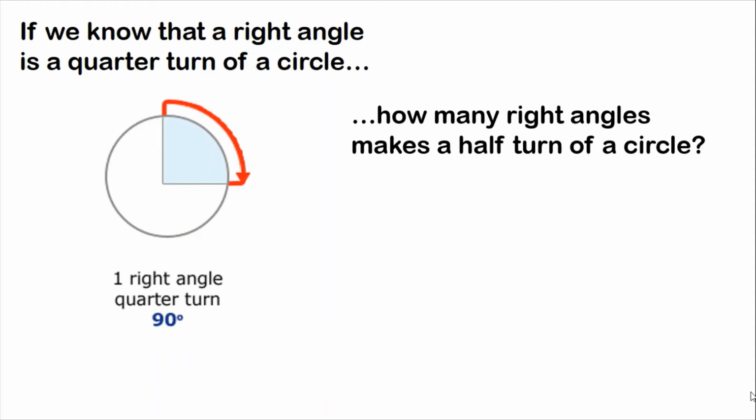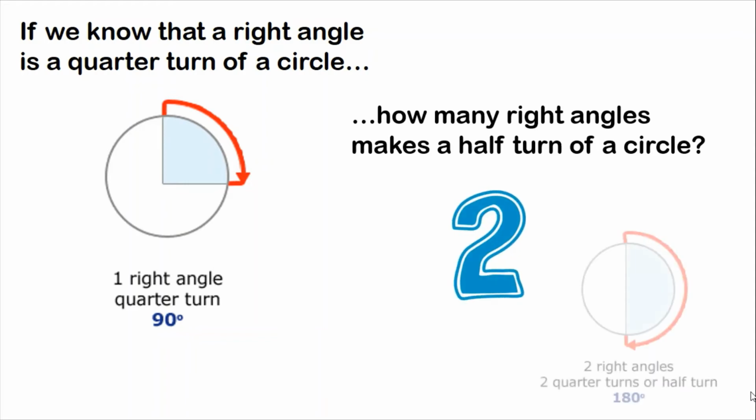5, 4, 3, 2, 1. And the answer is 2. As we can see, 2 right angles will make a half turn because it's the same as 2 quarter turns, which makes a half.